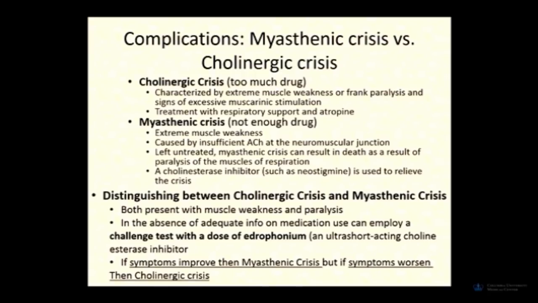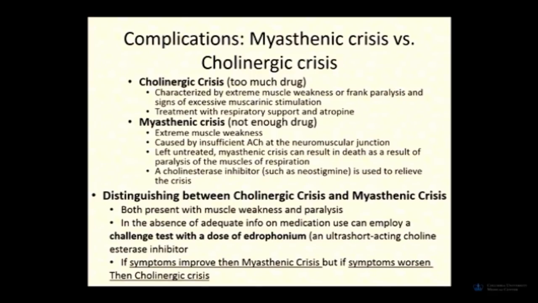When someone is in a myasthenic crisis and they're not adequately treated with their drug, they will exhibit extreme muscle weakness, muscle paralysis, the eye drooping, the difficulty swallowing, and it's really caused by insufficient acetylcholine at the neuromuscular junction. If left untreated, myasthenic crisis can result in death because of paralysis of the respiratory muscles. The treatment is the use of one of these cholinesterase inhibitors, like neostigmine. It can relieve the crisis and stabilize the person.